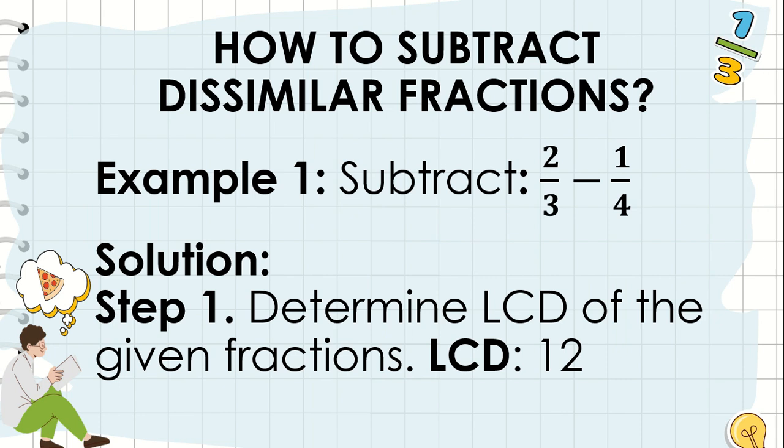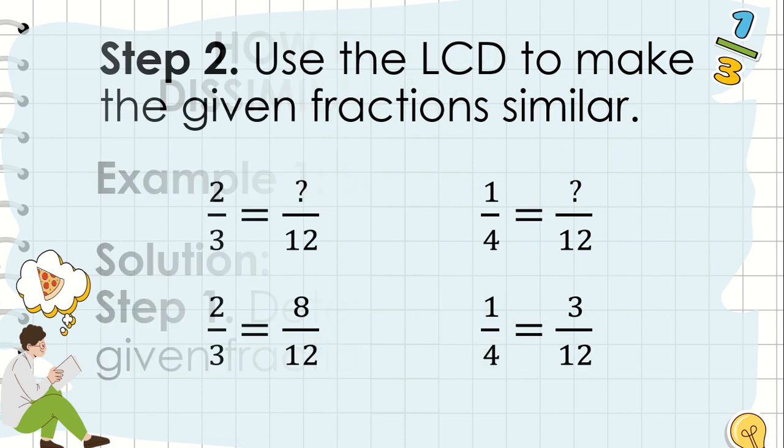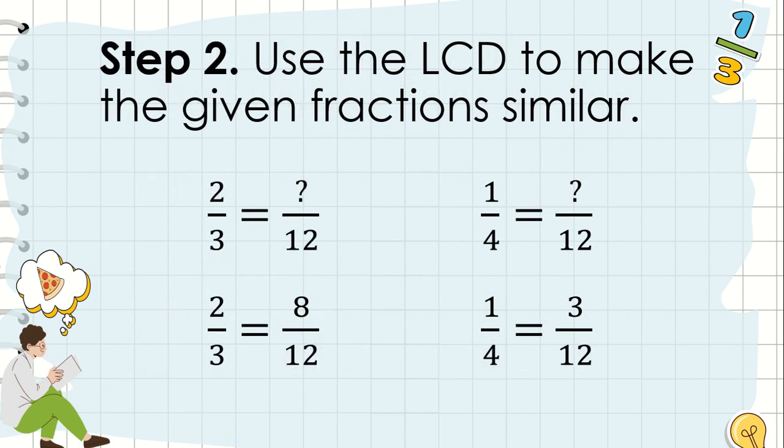How to subtract dissimilar fractions. Example 1. Subtract 1/4 from 2/3. Solution. Step 1. Determine the LCD of the given fractions. The LCD is 12. Step 2. Use the LCD to make the given fractions similar.